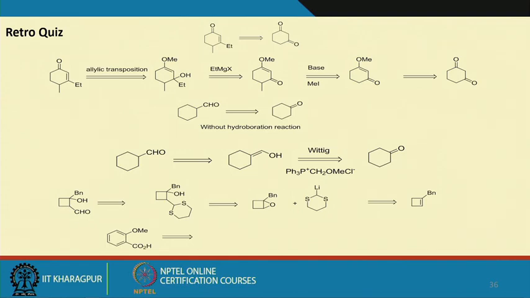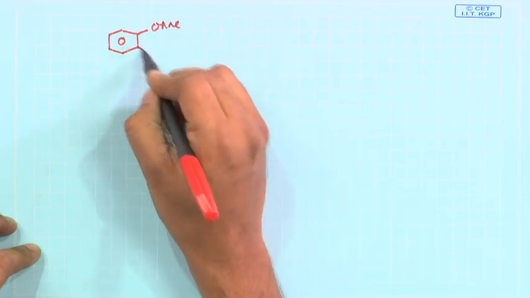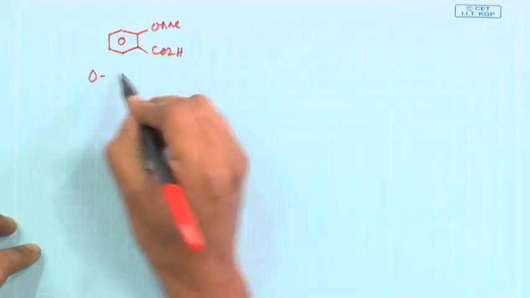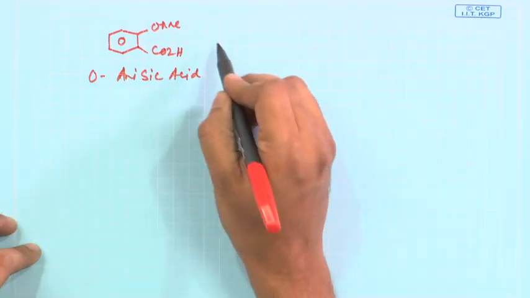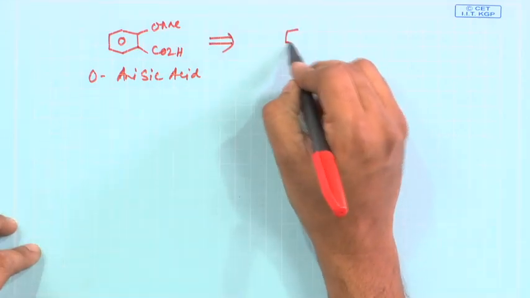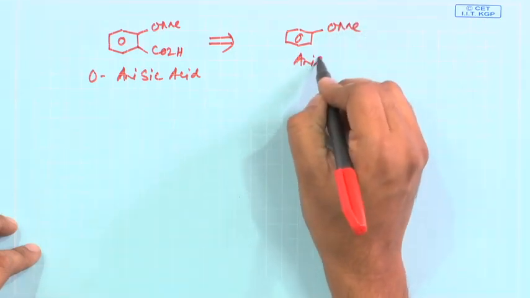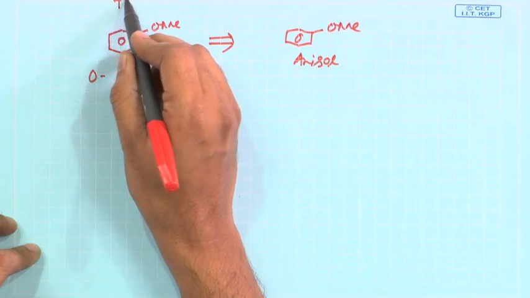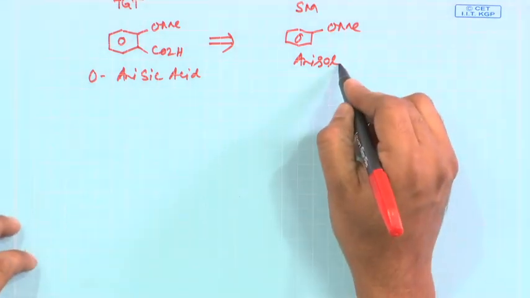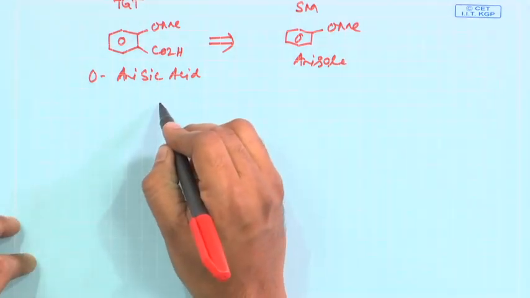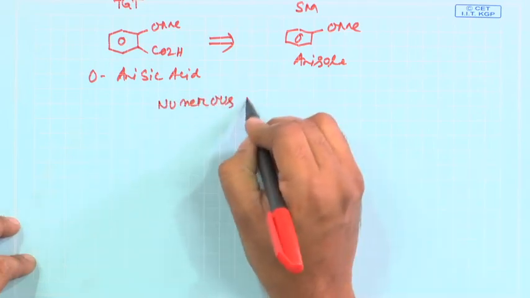So, next one, as you see, we have chosen a particular compound which is very simple, anisic acid, ortho-anisic acid, meaning 2-methoxybenzoic acid. This compound was given to you as a target, and the starting material I am looking for is anisole, methoxybenzene. So this is your target molecule on the left-hand side, and this is your starting material or the precursor. In principle, you can do it by numerous transformations, and I am just trying to figure out what transformations you can think about.